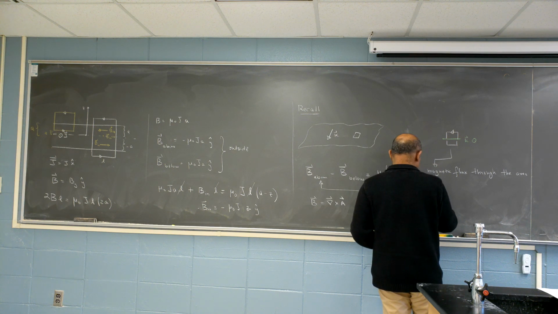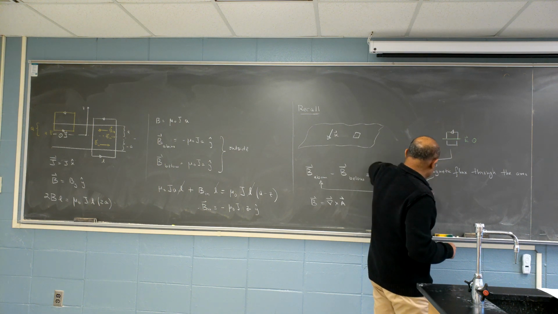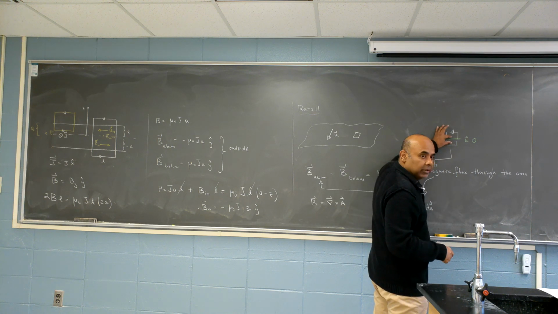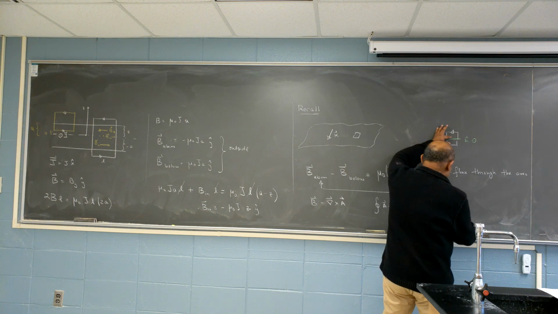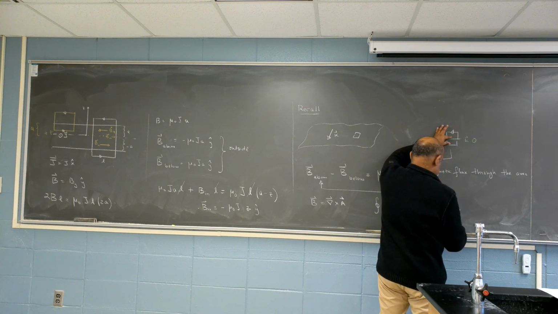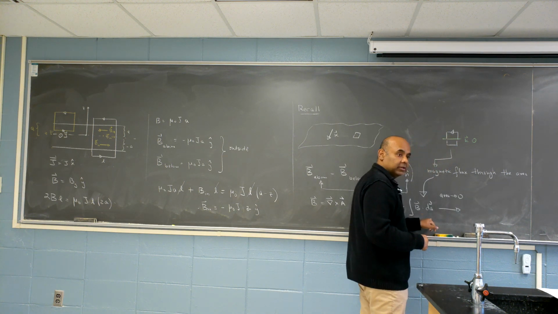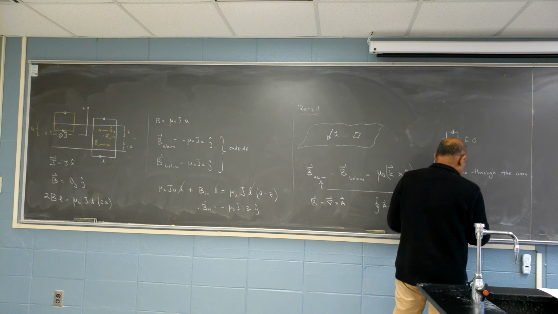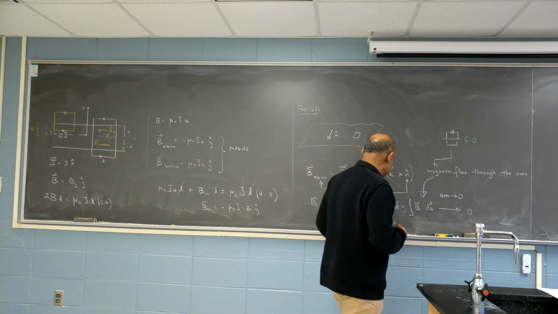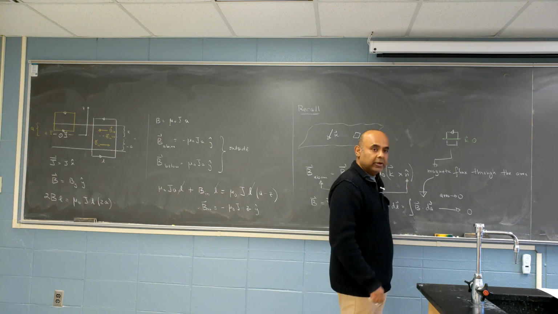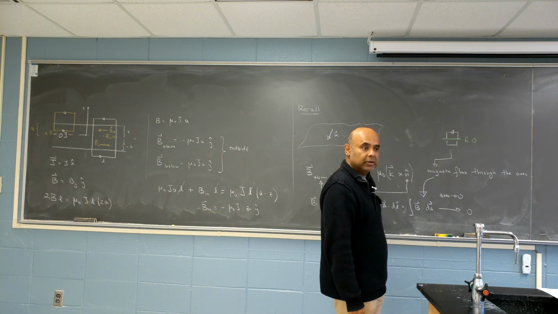That's what this is. Now, B may be discontinuous, but it's still bounded. There's no infinite B. So as the area goes to 0, what happens to the magnetic flux? Go to 0. And what would that mean? A dot dl is 0. So in particular, A is continuous.